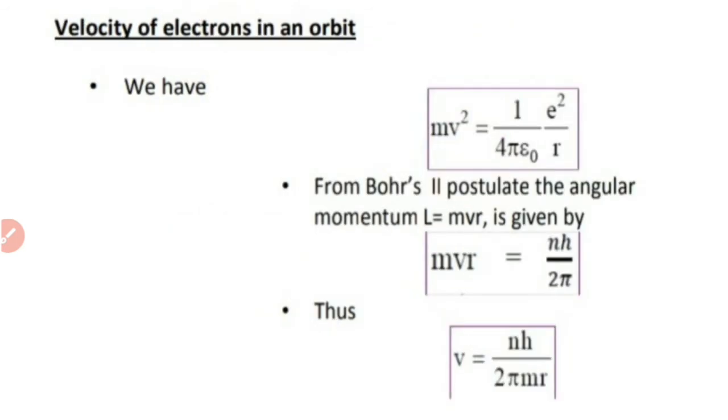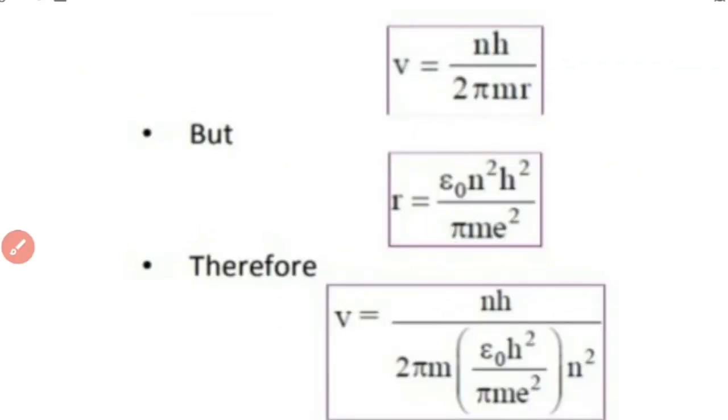Now coming to the velocity of the electron in an orbit. Everything we are explaining in the case of hydrogen atom because that is the simplest atom. So from the previous discussion itself, we had this expression, that is mv square equal to 1 by 4 pi epsilon 0 e square by r. And from the second postulate of Bohr we have mvr is equal to nh by 2 pi, and v is equal to nh by 2 pi mr. And we obtained r as epsilon 0 n square h square by pi m e square.